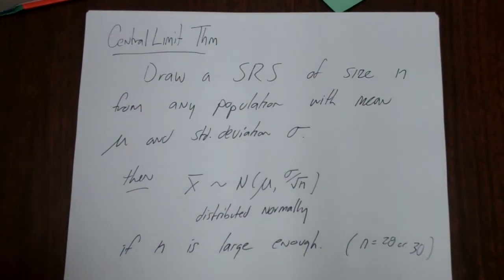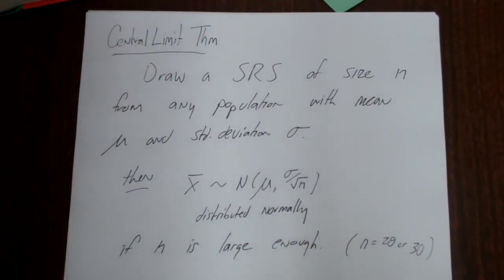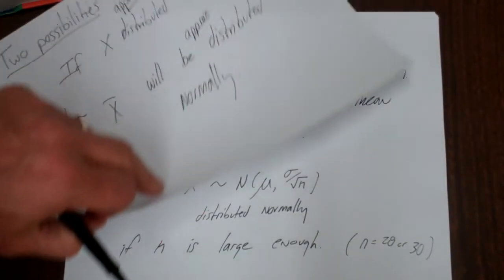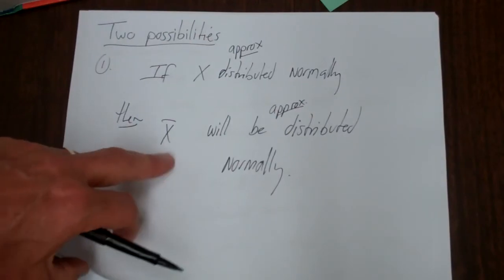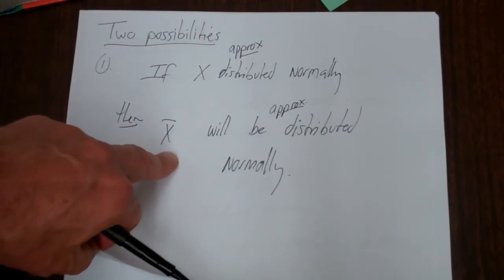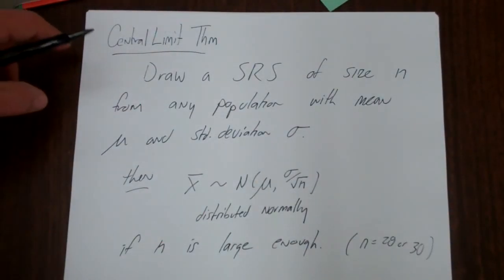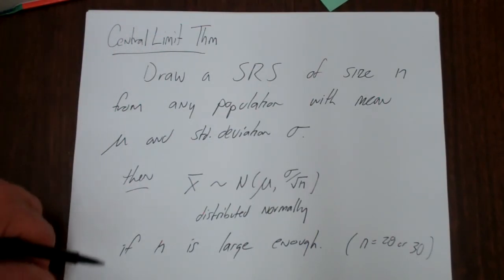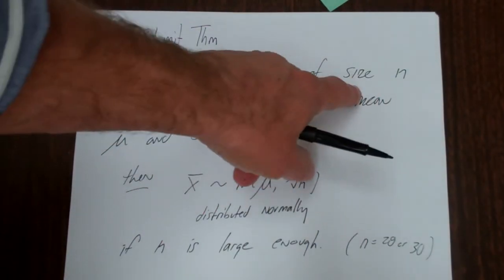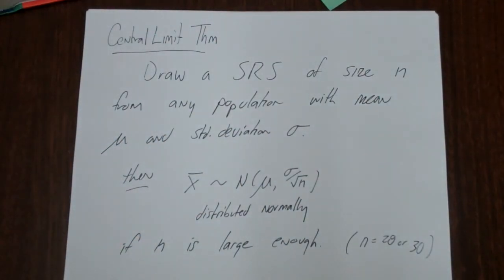So what we have is that there's two possibilities when we think about whether X bar is normally distributed. First, X is normally distributed. If X is normally distributed, then X bar will be too. In the second case, if X is not normally distributed, but you draw a random sample of sufficient size, then X bar will be normally distributed.